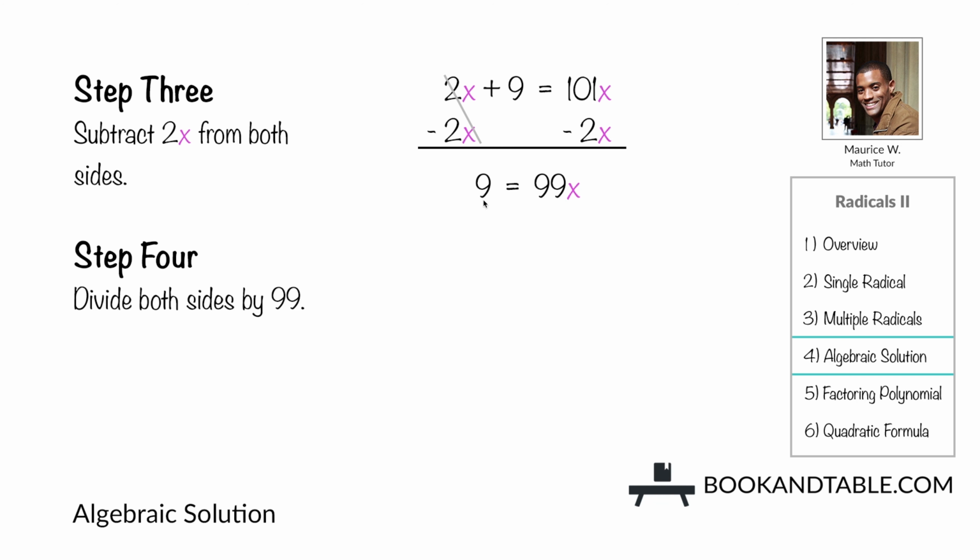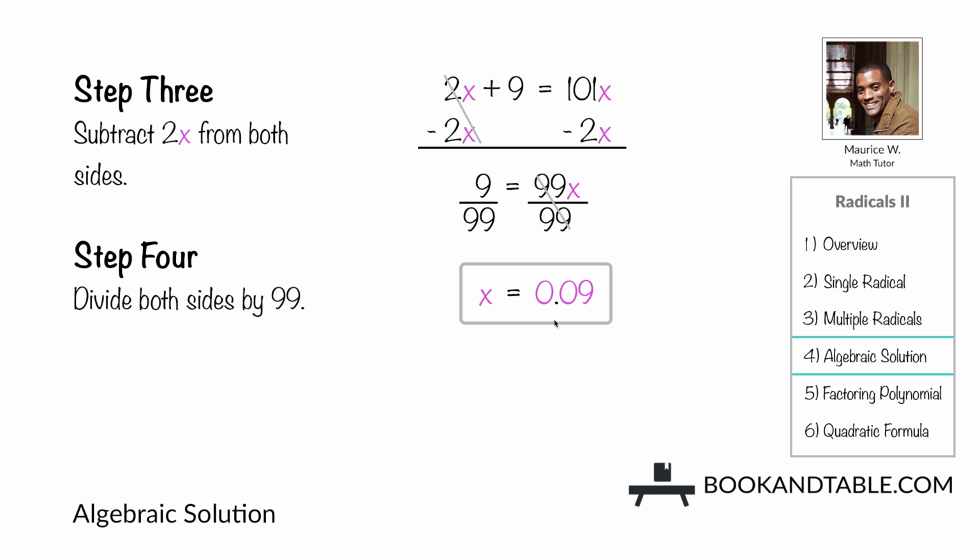And now we can go ahead isolating it. So since this has a coefficient of 99, we want to divide both sides by 99 to get rid of it, leaving you with x is equal to 9 over 99, which is equal to x is equal to 1 over 11, which is equal to 0.09. So the answer is x is equal to 0.09.